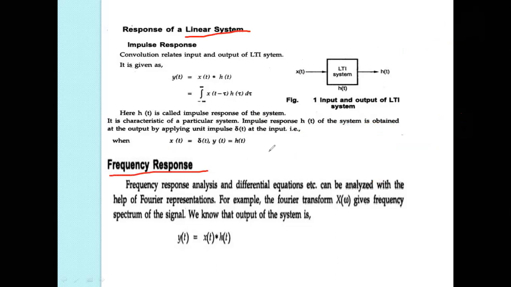Impulse response, and then the next one is frequency response. The frequency response analysis and differential equations, etc., can be analyzed with the help of Fourier representations. For example, the Fourier transform X of omega gives the frequency spectrum of the signal. We know that the output of the system is y of t equal to x of t convolved with h of t. In all the concepts we discuss now, it is related to the convolution.